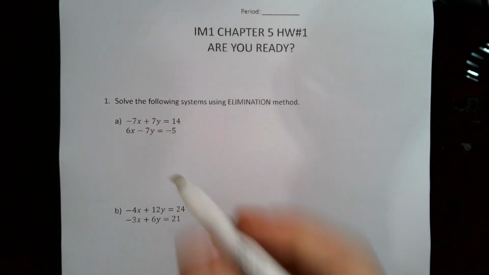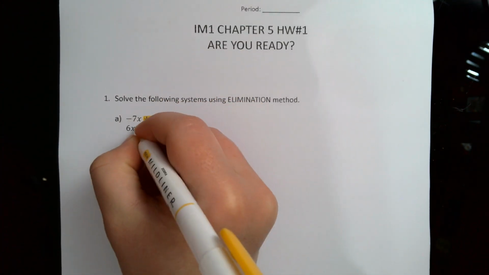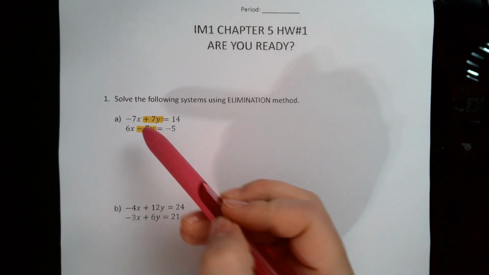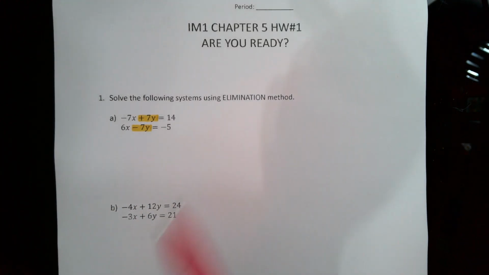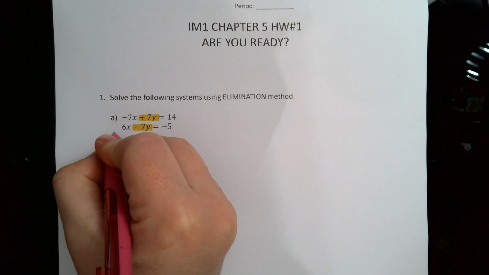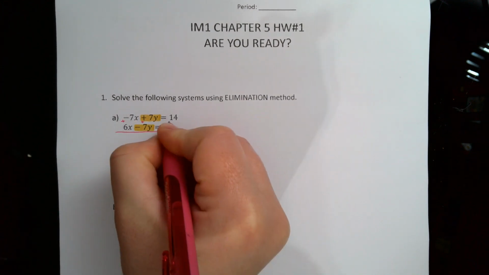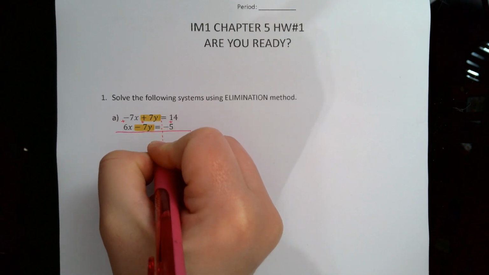So in question number 1, I am going to be choosing this positive 7y and this negative 7y to eliminate. Why am I choosing my y's? Well, first of all, they're both 7. Here's 7 and here's 7. But also I have a positive and a negative, which means to eliminate, I'm going to draw a line here, and I'm going to add all of my terms vertically. So I'm going to do a little dotted line for my equals.